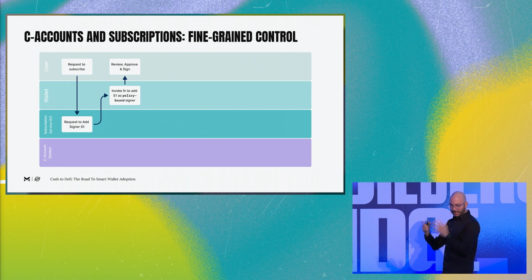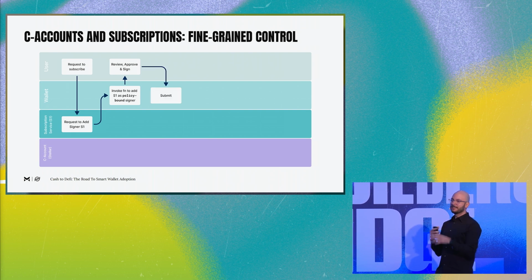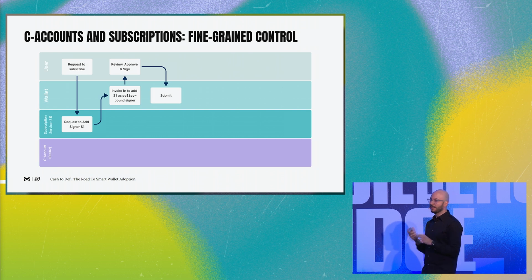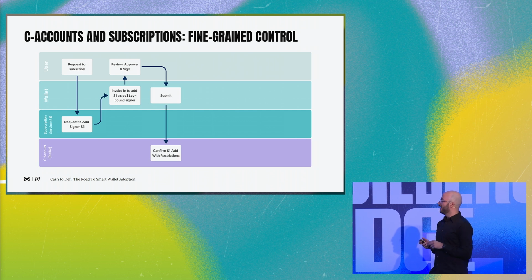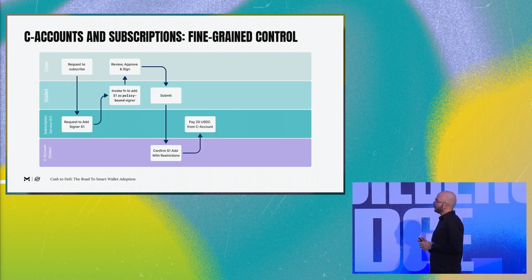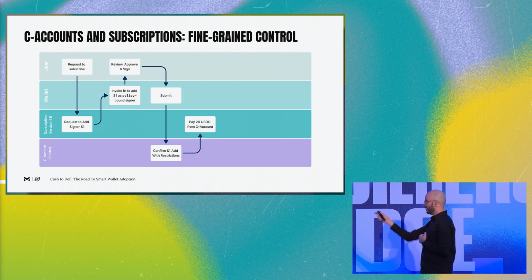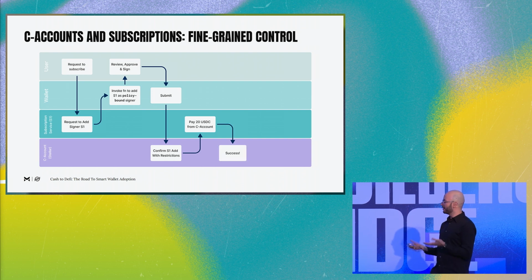So the user, again, reviews, approves, and signs. Of course, with Soroban, there are more details in terms of how you implement the simulation and all those things, but not to get too much in the weeds there. The wallet submits a transaction, and Stellar confirms that S1 was added as a signer with restrictions. So when the subscription service bills within the parameters of what was defined in the policy, the 20 USDC from the C account, of course, that's great.